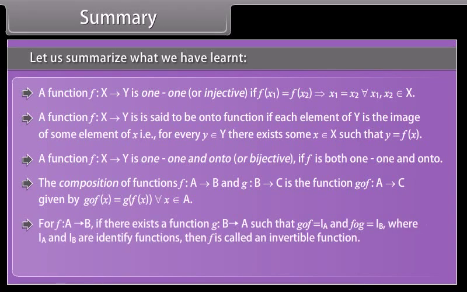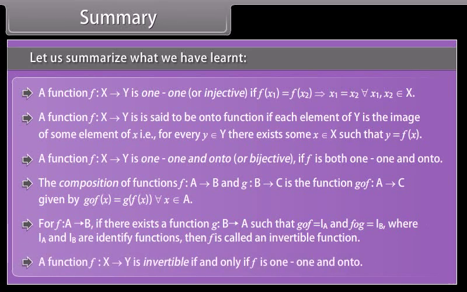For function f from A to B, if there exists a function g from B to A such that g of f is equal to I_A and f of g is equal to I_B, where I_A and I_B are identity functions, then f is called an invertible function. A function f from X to Y is invertible if and only if f is one-one and onto.